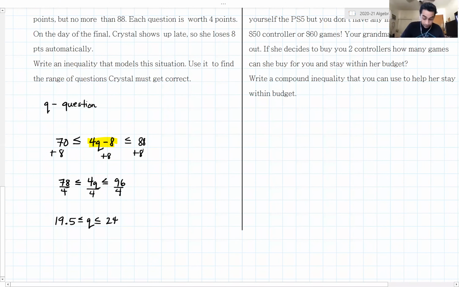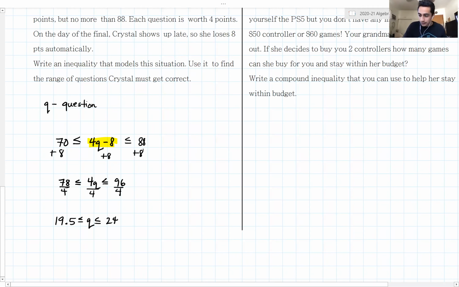All right. So then what we have is this scenario where she needs to answer at least 19 and a half questions correctly, and then no more than 24. So 19 and a half, you might think, okay, well, that's 19 questions with a 4, and then maybe one with a partial credit of 2 points. That could be a possibility, right?